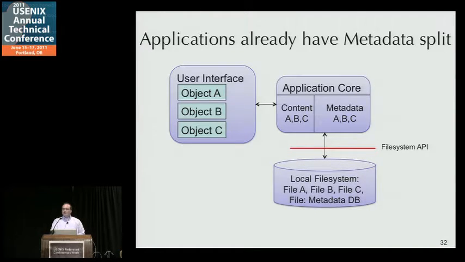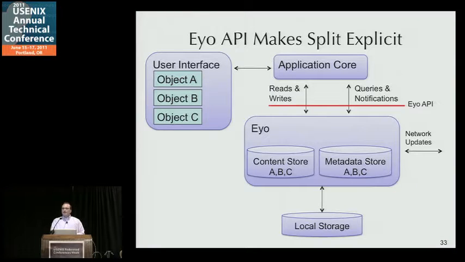So if we then transform the application to use EO instead, we've just made this split explicit. We use the content operations for dealing with content, for reads and writes. And for the metadata, we just transform those to use EO's database instead of whatever mechanism they'd use internally.